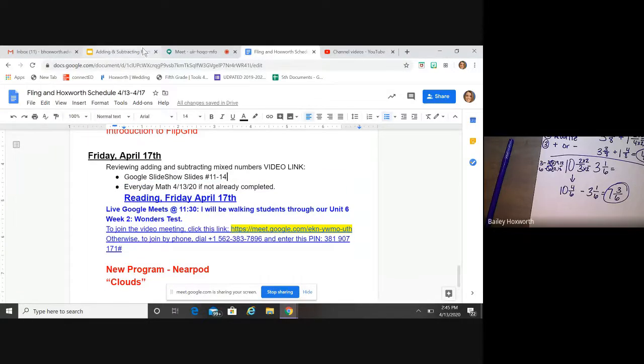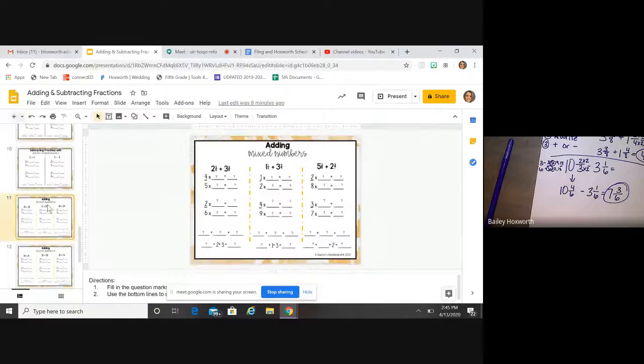Okay. Number 11, bam. Okay, so this is kind of set up weird too, just like yesterday. So let's take a look. I have 2 and 4/5 plus 3 and 2/6. Here are my fractions. My fraction is 4/5, and my fraction is 2/6.